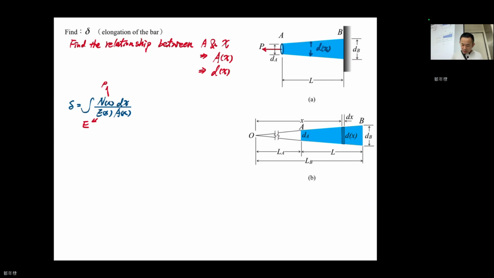Please be careful about this. So let's take a look. How can we get d of x? Right. So let's take a look.